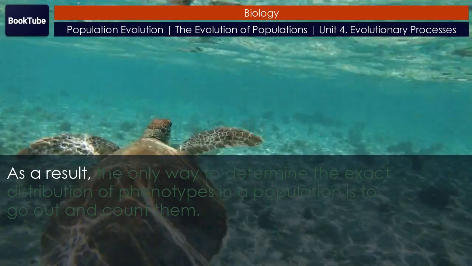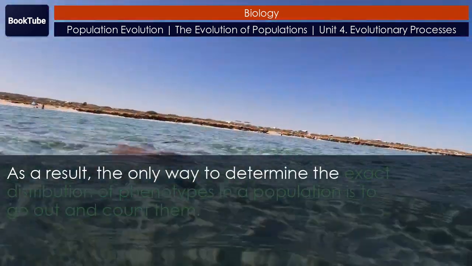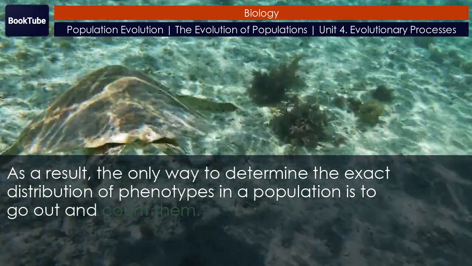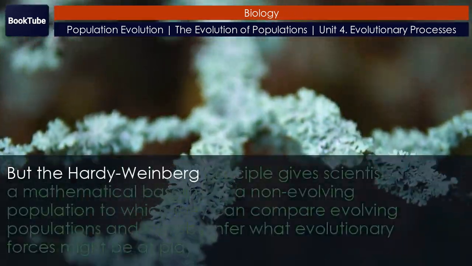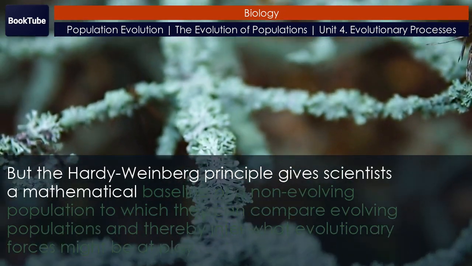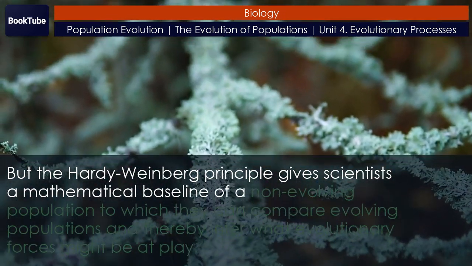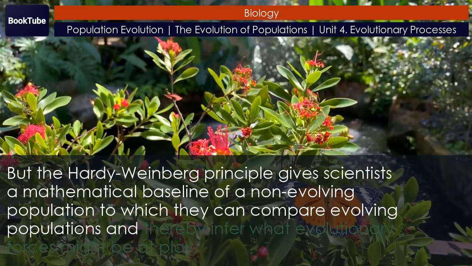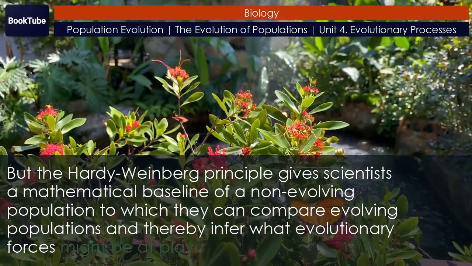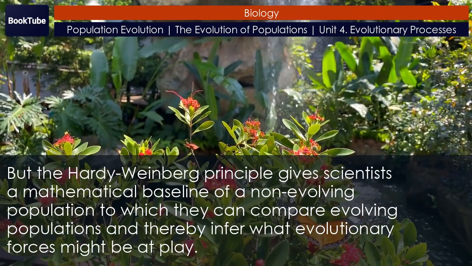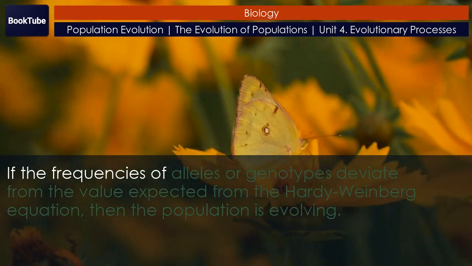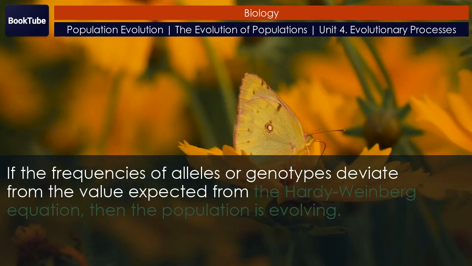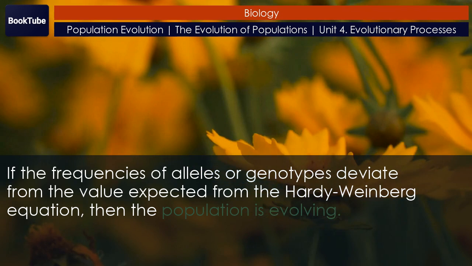As a result, the only way to determine the exact distribution of phenotypes in a population is to go out and count them. But the Hardy-Weinberg principle gives scientists a mathematical baseline of a non-evolving population to which they can compare evolving populations and thereby infer what evolutionary forces might be at play. If the frequencies of alleles or genotypes deviate from the value expected from the Hardy-Weinberg equation, then the population is evolving.